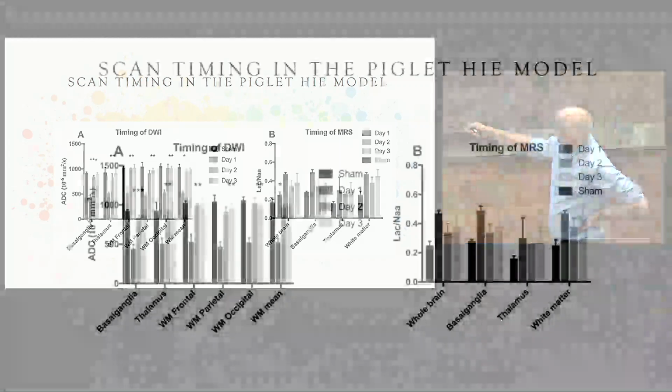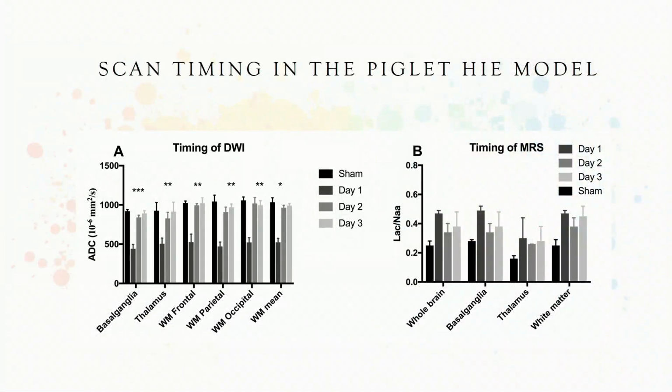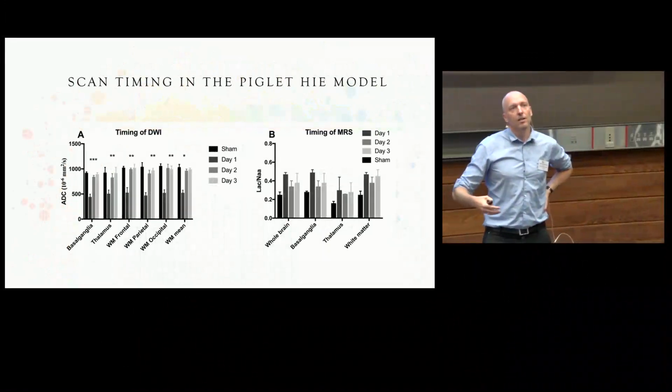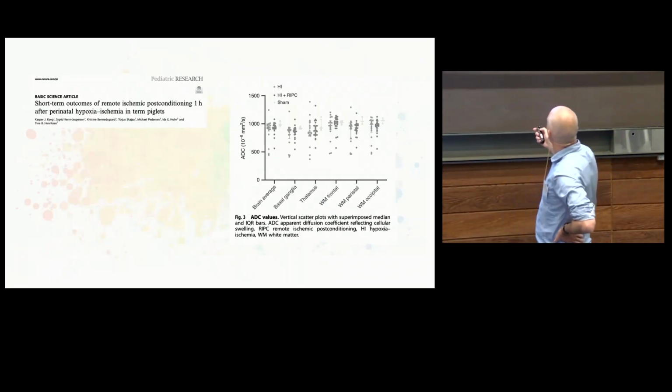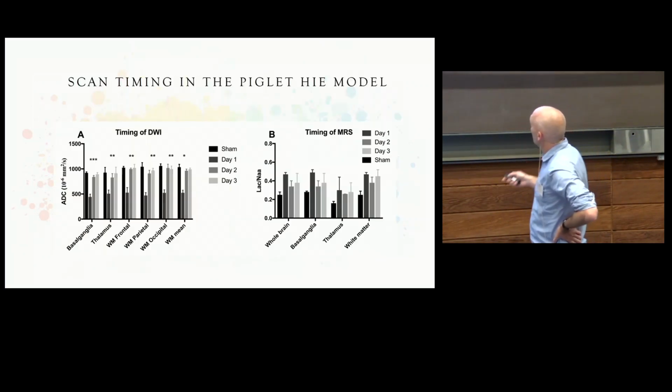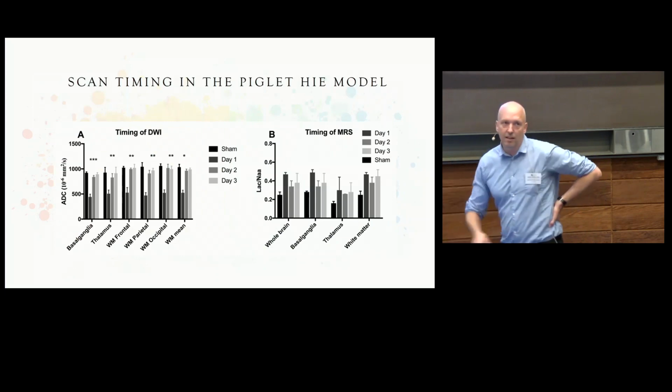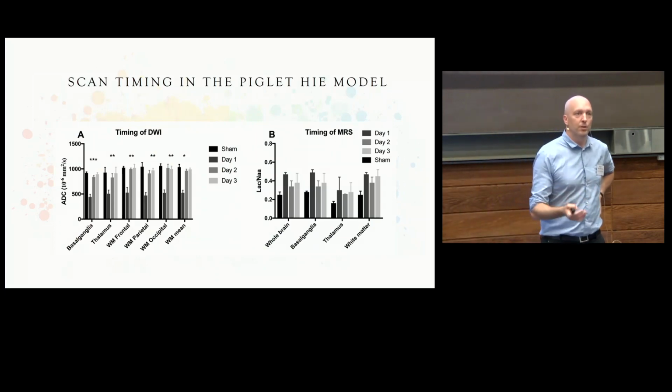The black one, we'll just look at the DWI now. The black one is the sham, and then we have piglets that were scanned on day 1, 2, and 3. So we see severe diffusion restriction at day 1, actually in all of the brain, but already at day 2, there is normalization. So this was a lot quicker than 7 days. So if you only scan at 72 hours, you think nothing is going on. But if you then look at piglets that were scanned at 24 hours, it's a whole different picture.